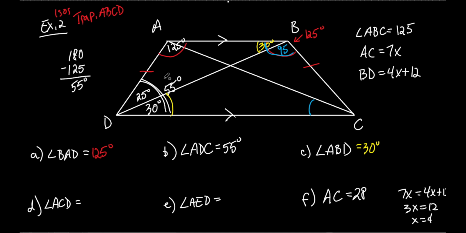Well, if that's 90, well, let's see. Boom. What if we go to the next question? Let's do parallel lines cut by transversal. Parallel lines cut by transversal. That's 30. That's 30.